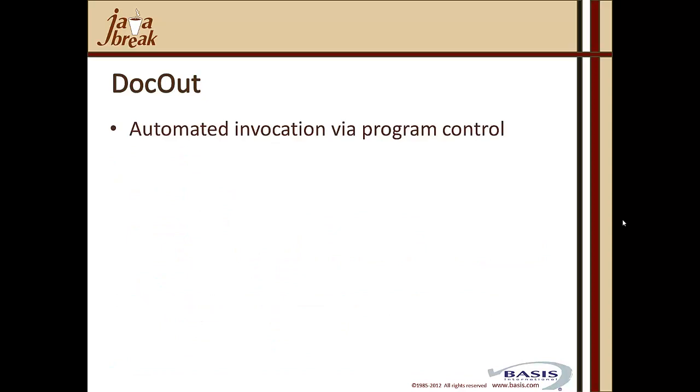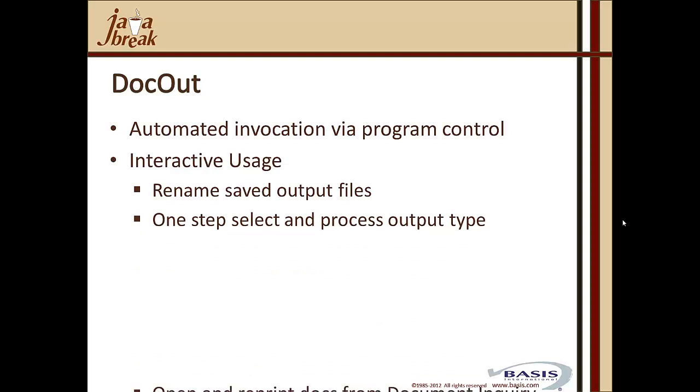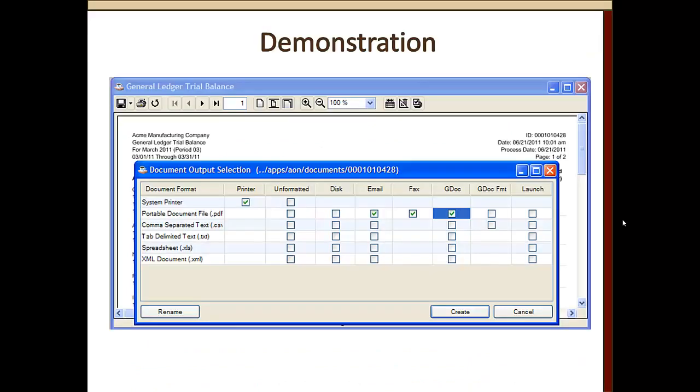You can automate the output and the invocation of DocOut via program control so that there's no UI. Or you can have interactive usage, where the user has the option to rename and save output files. It also offers you a one-step select and process to a particular output type. And you can open and reprint docs from the document inquiry system, as we will see in our demonstration in a minute. So, let me hand over to Paul to set the scene for Amir's demonstration.